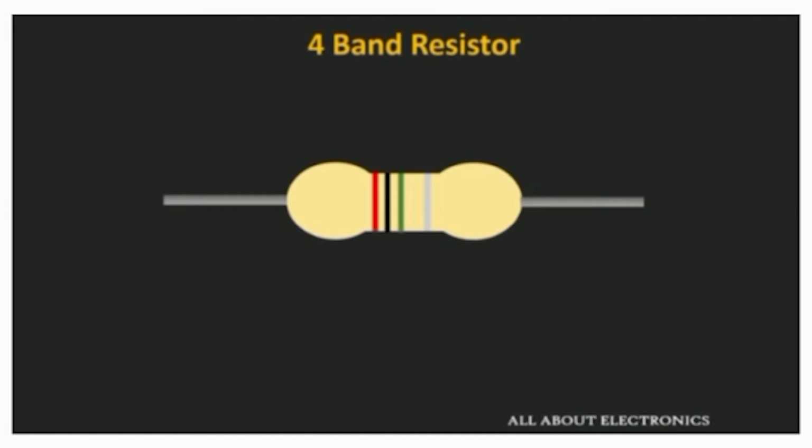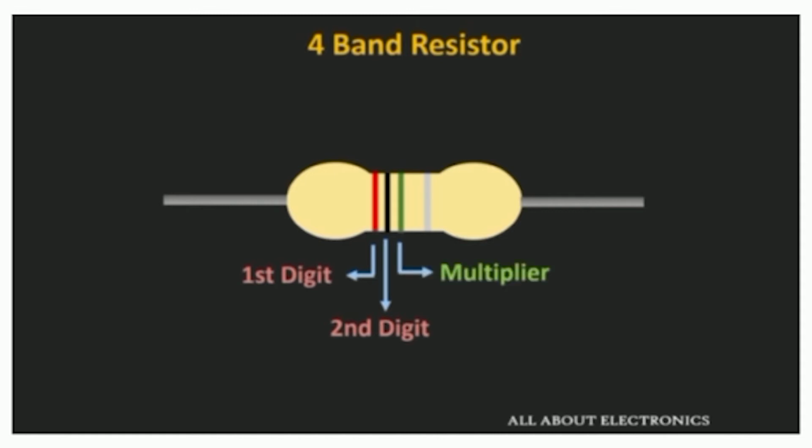So if you see any 4 band resistor, you will find 4 color bands, and out of the 4 color bands, the first 2 bands define the first 2 digits of the value of the resistor. Then the third band defines the multiplying factor of the resistor, and hence it is called a multiplier. And the fourth band defines the tolerance value of the resistor. Now, depending upon the color of this color band, the values of the resistor will change.